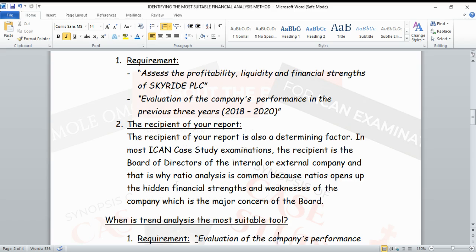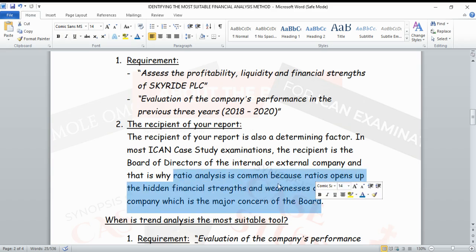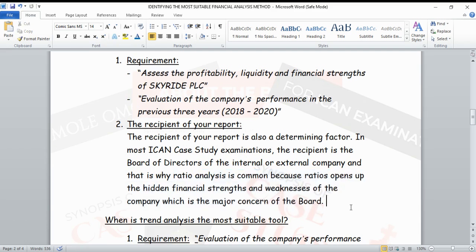And I used to call ratio analysis a snitch. That's the nickname I gave to ratio analysis, because it will open up every hidden financial strength, weakness, every issue, every major issue, everything. You understand? So ratio analysis actually helps us to see beyond what we're actually saying. So ratio analysis is really important in that sense.